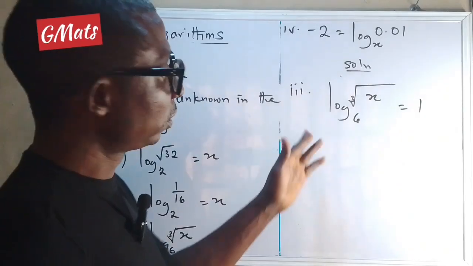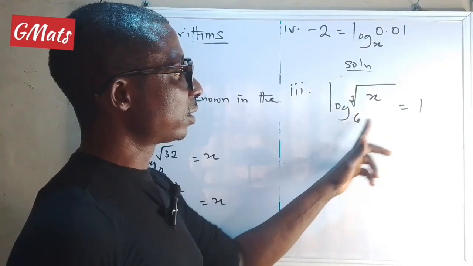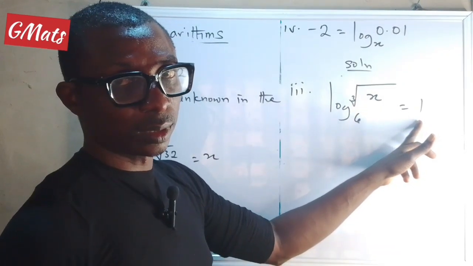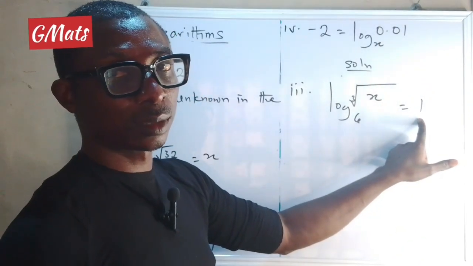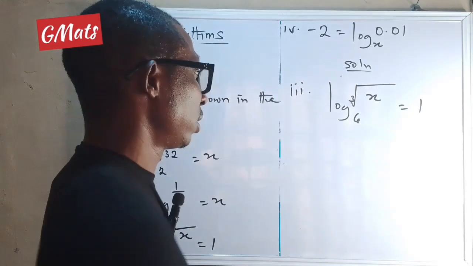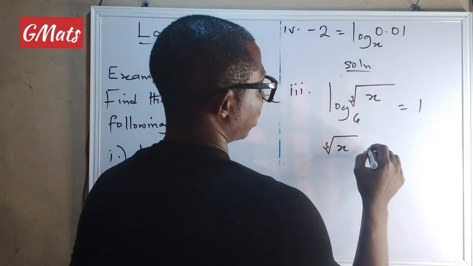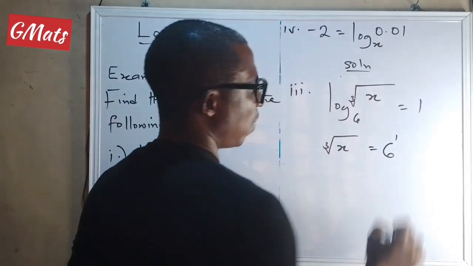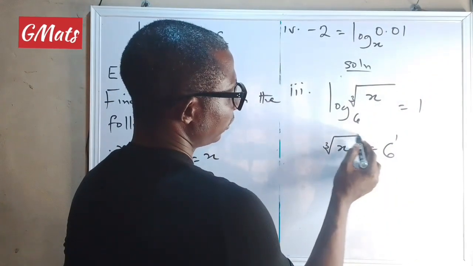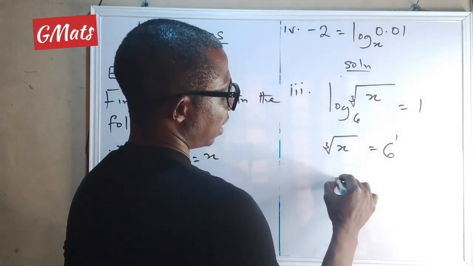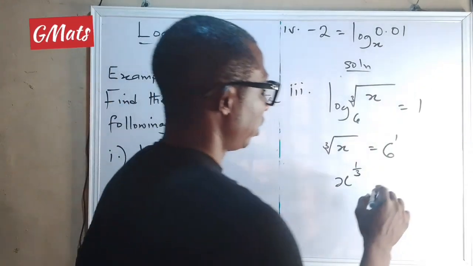The third question is this: logarithm of cube root of x base 6 equals 1. Now the first thing to do is to move this base. You move it here, and this log leaves. So we have cube root of x equals 6 raised to the power of 1. So now you express this as x raised to the power of 1 over 3 equals 6.